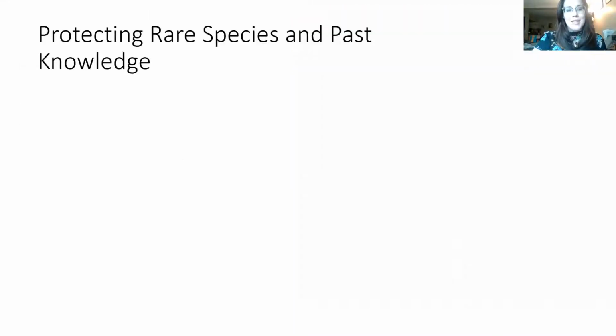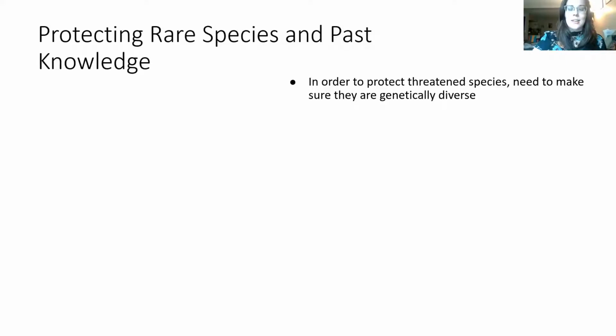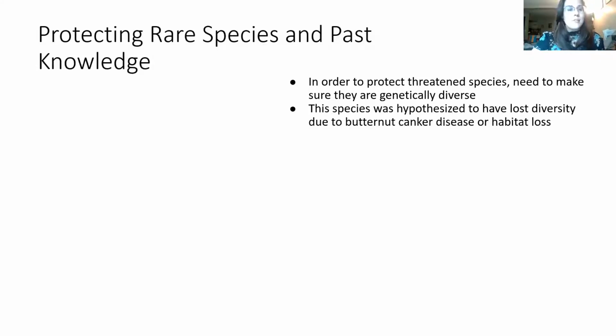So in general, we're thinking about protecting rare species. We need to make sure that they are genetically diverse because this allows species to respond to environmental change as well as protect their populations from pathogens. So this species was in general thought to have lost a lot of its genetic diversity due to things like butternut canker disease and habitat loss.